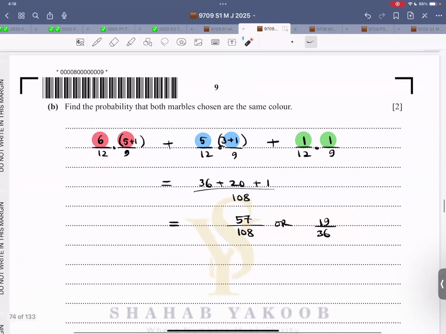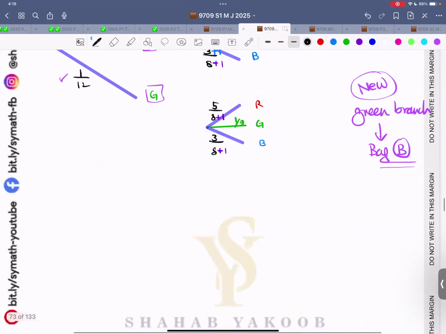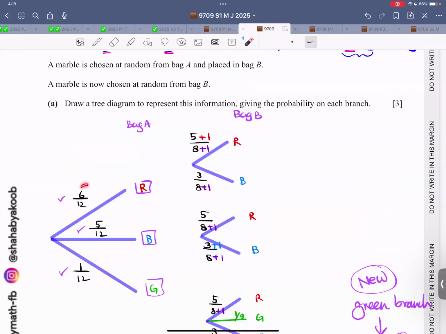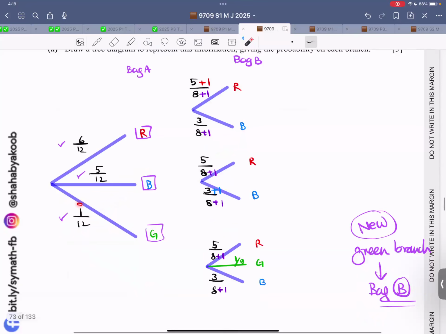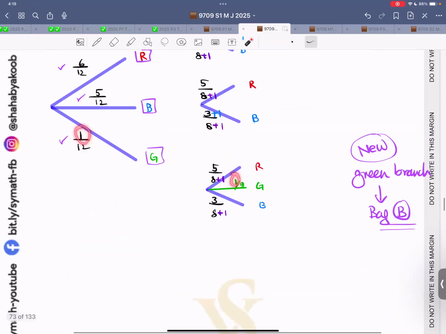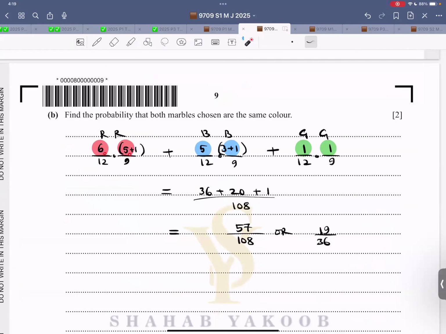Now it says find the probability both marbles chosen are of the same color. It could be red, red, or it could be blue, blue, or it could be green, green. So double check over here. When we talk about red, red, that's 6 over here. 5 plus 1, that's 6. Blue, blue, 5 from here. And blue is 3 plus 1. And green, 1. And then green, 1. Double check. So that is 6 into 6. That's 5 into 4. That's 1 into 1.